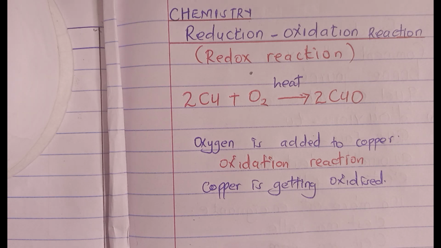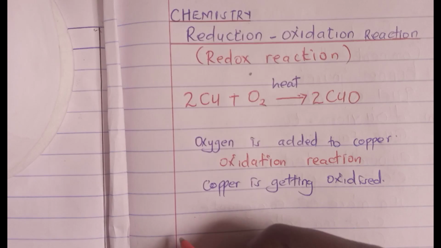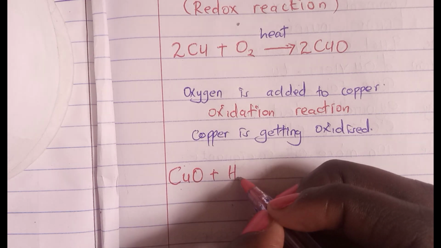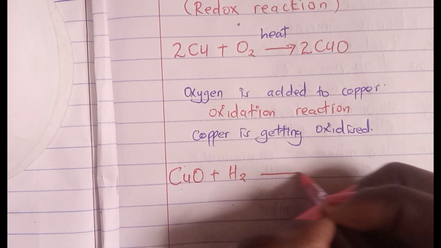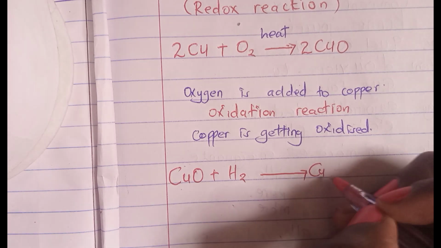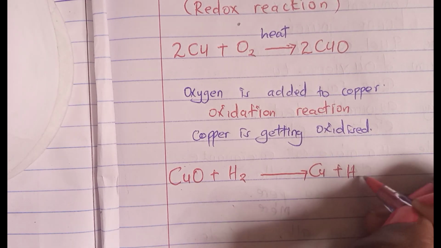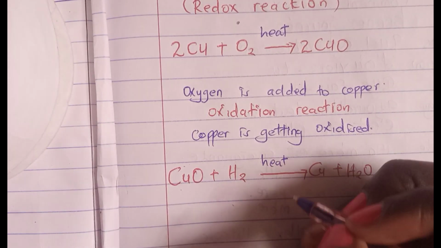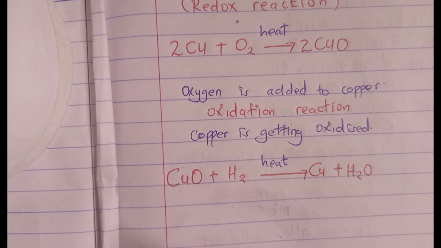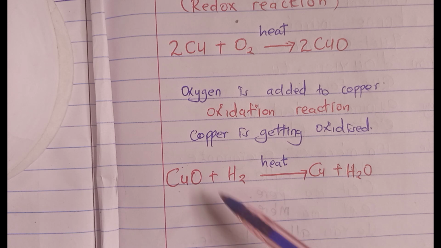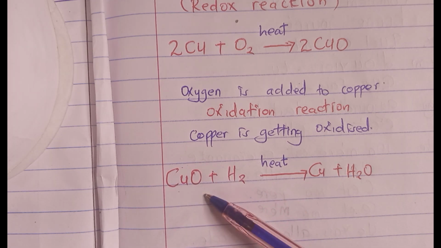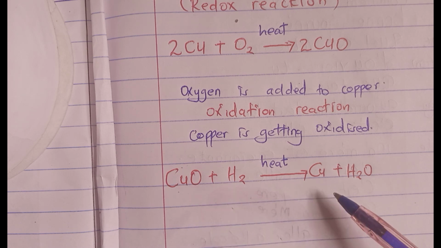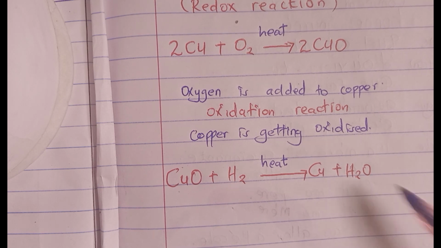Let me write another equation over here. We have copper oxide plus hydrogen. We have copper plus water as our result. So we have heat. Copper oxide is being heated in the presence of hydrogen. This is hydrogen and this is copper oxide. So we are heating copper oxide in the presence of hydrogen, and as a result we get copper metal plus water. This is water over here and this is copper.